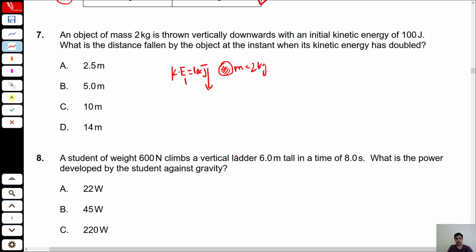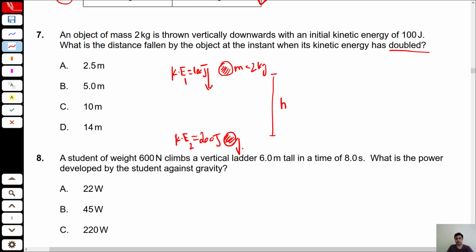What is the distance fallen? This is the distance fallen by the object at the instant when the kinetic energy has doubled. This will be our final kinetic energy. Call it kinetic energy 2. So we are doubling the kinetic energy. If the initial was 100 joules, now it will be 200 joules. Double it, right? 100 plus 100 again.